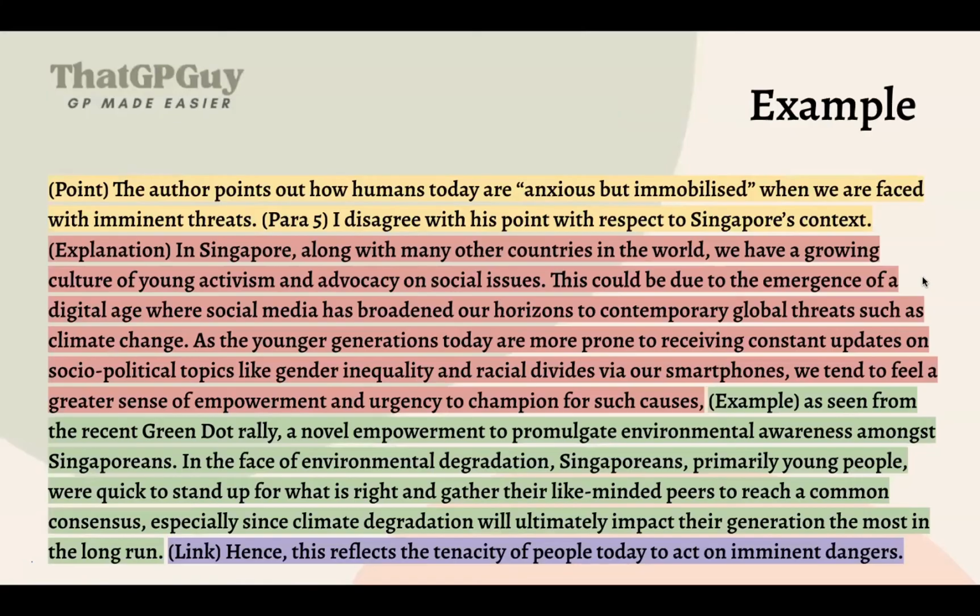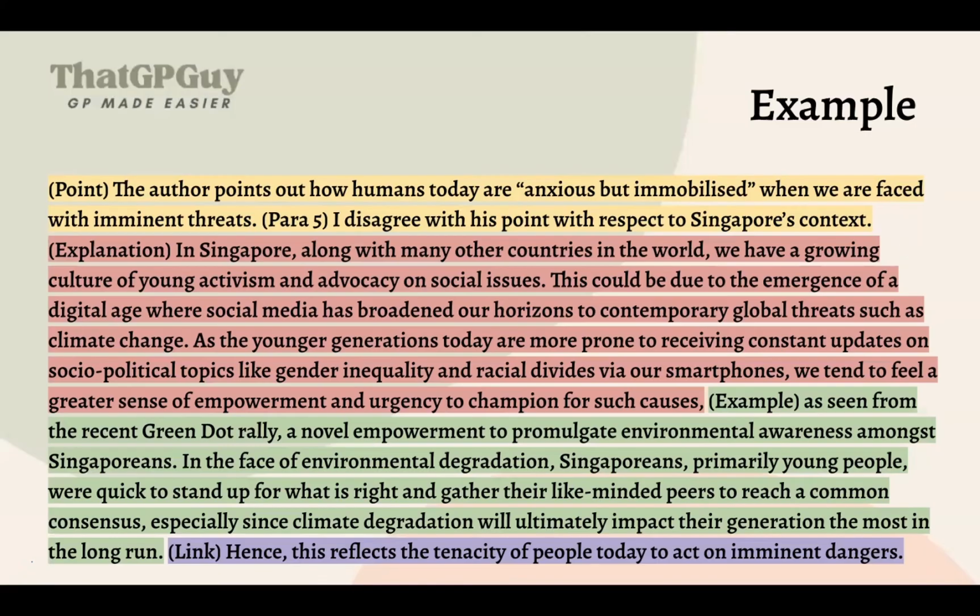Okay, this is back to the, let me see, John Gardner passage. Yeah, so this is an example of what I mean by a pure paragraph. There is the point, there's the explanation. I didn't paraphrase or unpack the point further because it's already pretty straightforward. Okay, the author mentions, John Gardner mentions that humans today are anxious but immobilized. So this was what he mentioned. I think it's pretty straightforward already. And I just moved straight on to explaining why.